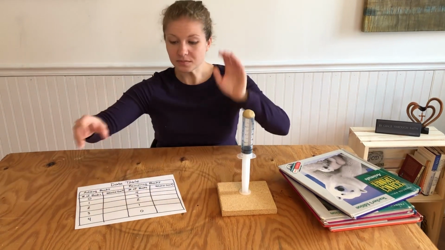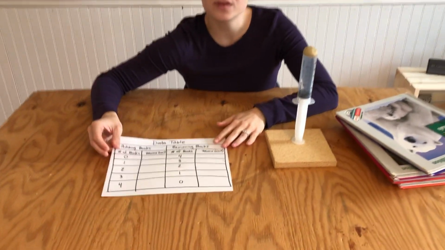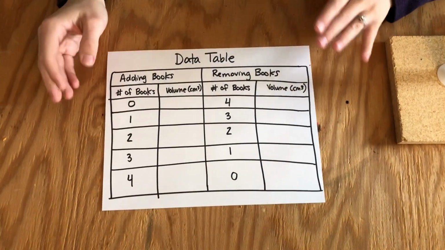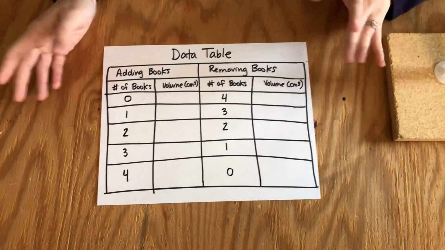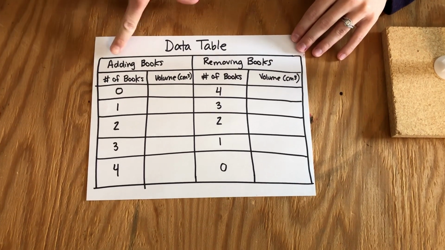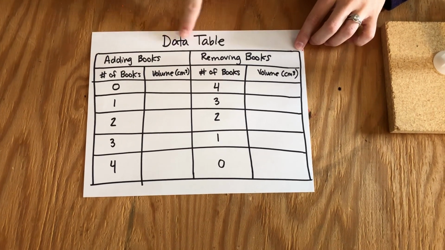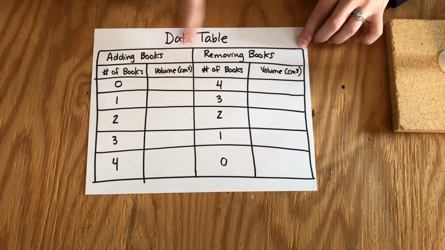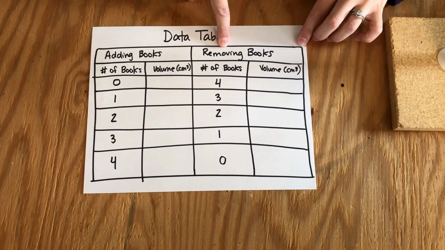We'll see. Now, in order to complete this lab at home, the next thing you're going to need to do is make a data table. I'm going to show you what needs to be on your data table, and then I'm going to ask you to pause the video so that you have a chance to create it. So at the top of your data table, after you've put your label, I want you to make two columns, one for adding books and one for removing books.